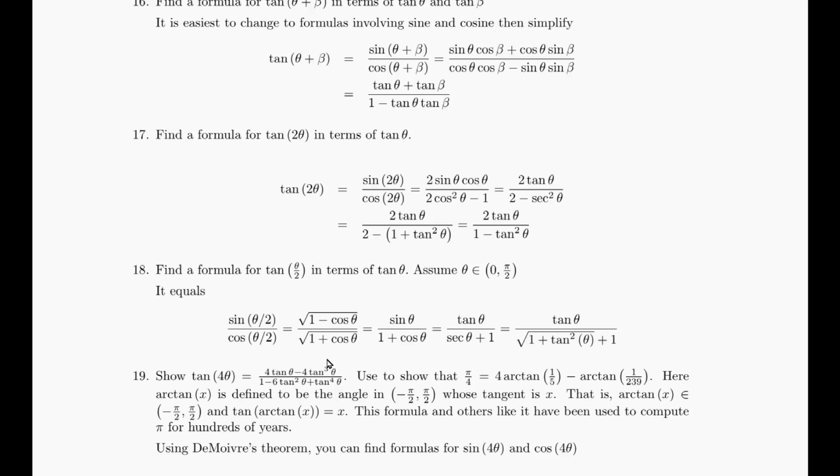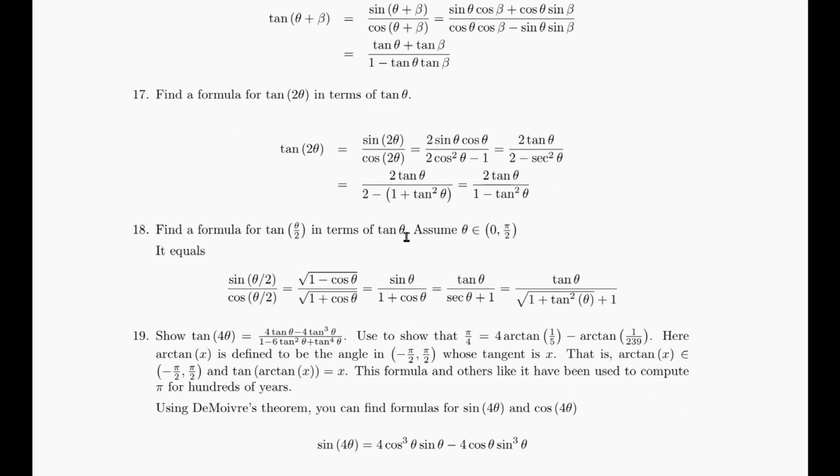All right, I want to find a formula for the tangent of theta over 2 in terms of the tangent of theta. We just did that for cosine and sine. So let's see if we can do it for the tangent. Well, sine of theta over 2, cosine of theta over 2, this divided by that, that's the tangent of theta over 2, so I get this. And I can multiply the top and the bottom by the square root of 1 plus cosine of theta.